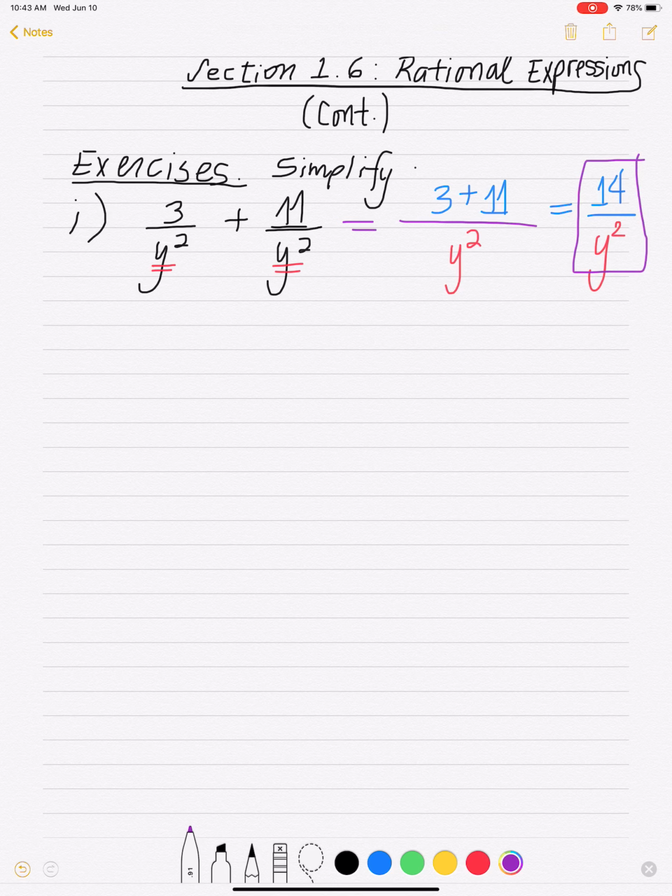So quite simple when you simply have a common denominator. Okay, here's number 2. Number 2, it looks like we have 2 over 15ab squared, and then that's added to 3 over 10b.